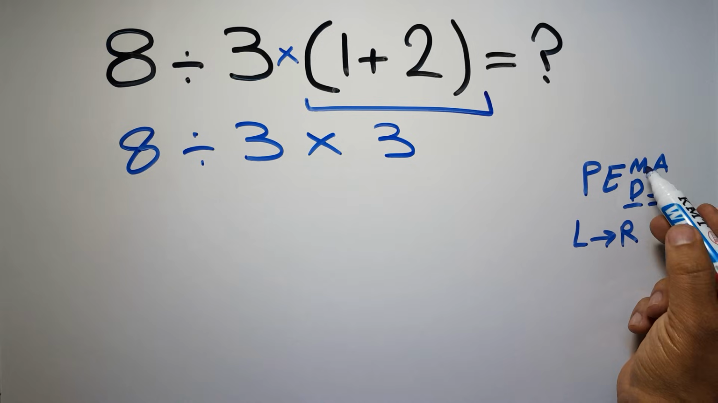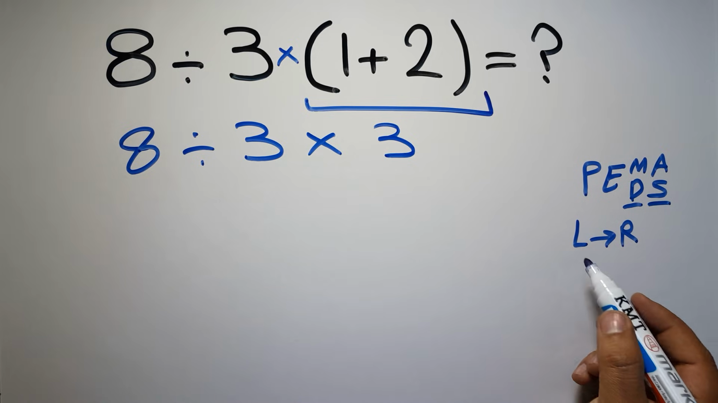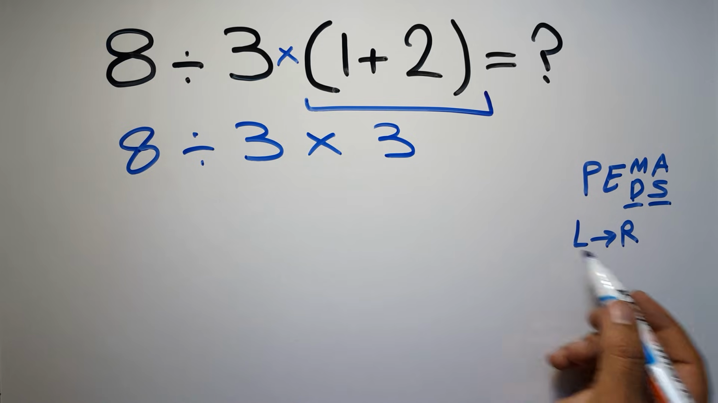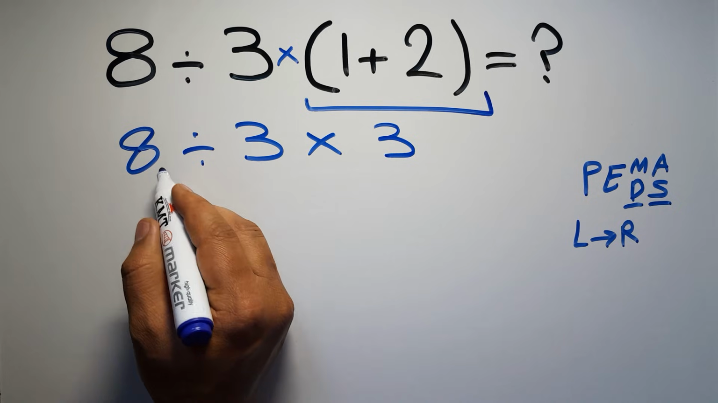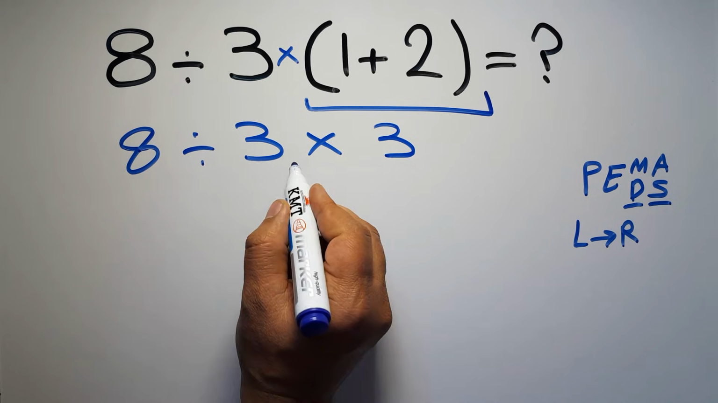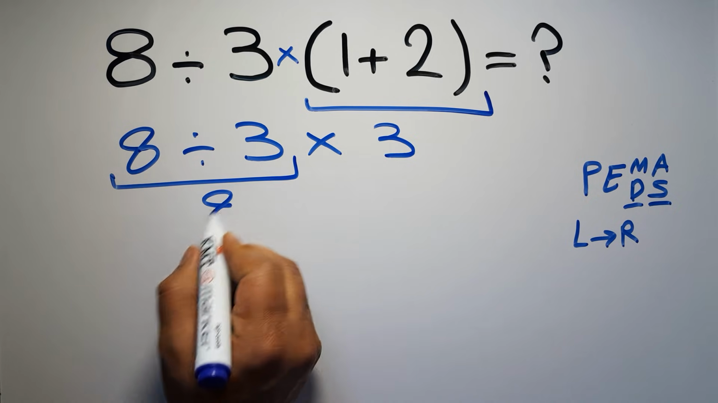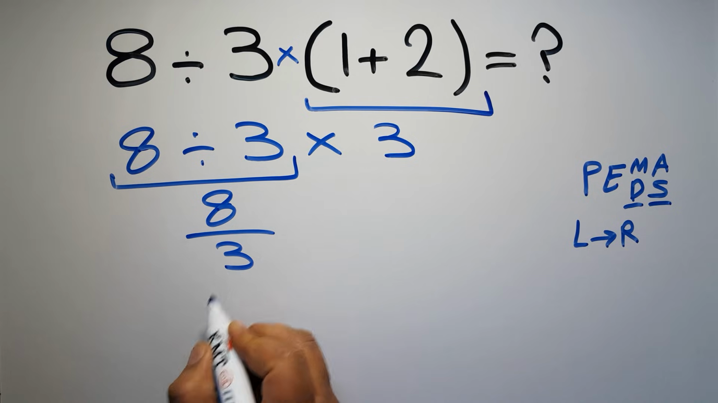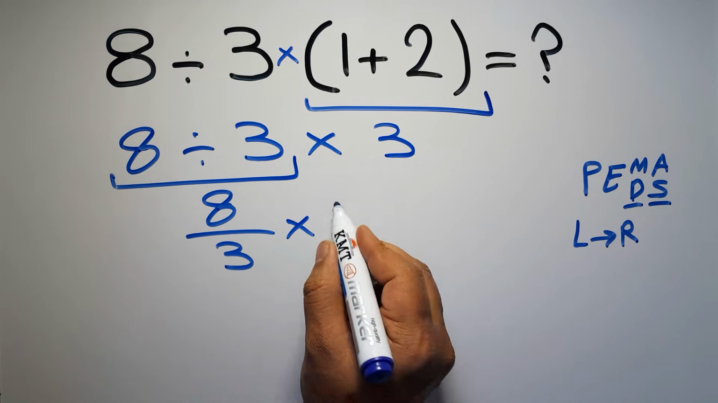As I said, multiplication and division have equal priority and we have to work from left to right. So here first we have to do this division. 8 divided by 3 can be written as 8 over 3, then times 3.